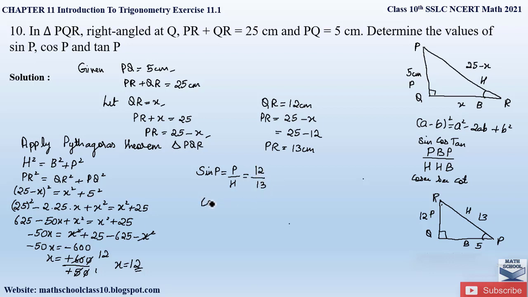Similarly, what is cos P? Cos P trigonometric ratio is base by hypotenuse. So the value of base is 5 and hypotenuse is 13. Then tan P trigonometric ratio is again perpendicular by base. So here perpendicular is 12 and base is 5.